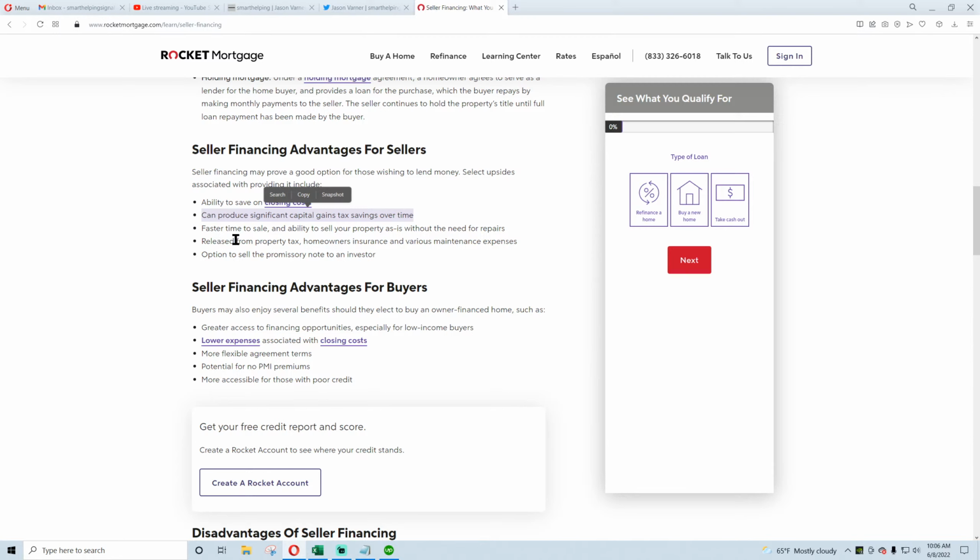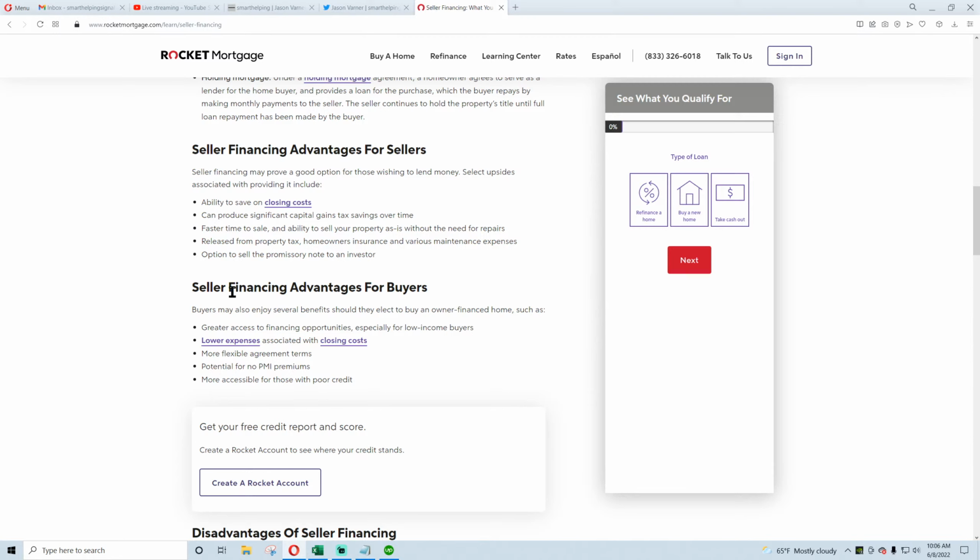Faster time to sale. Release from property tax. Homeowner insurance. So here in seller financing, the seller is still paying taxes? Who's paying the property tax? Oh, you can sell the note to an investor. Advantage for buyers, great access, lower costs.